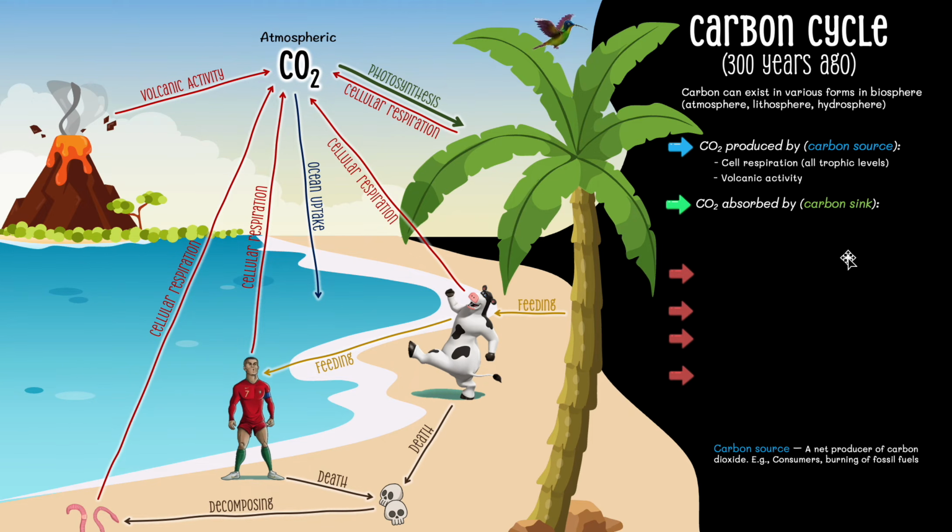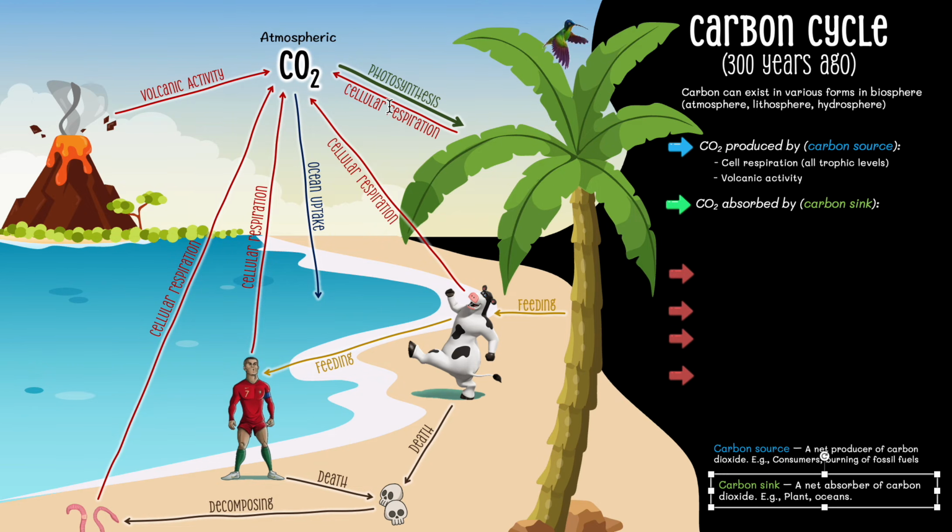So that's going to be a carbon sink. A carbon sink is any net absorber of carbon dioxide, which just means it absorbs more than it makes. Although a plant can do cell respiration, it absorbs more by photosynthesis than it releases by cell respiration. So we can say a plant is an example of a carbon sink because it takes more carbon dioxide out of the atmosphere than it releases.